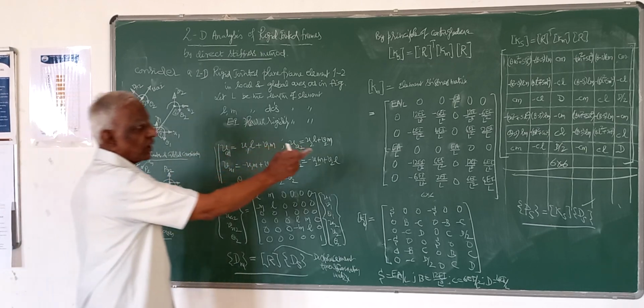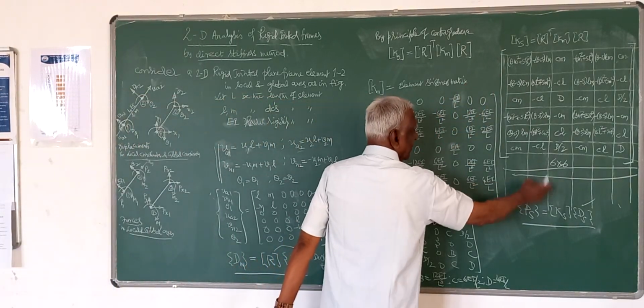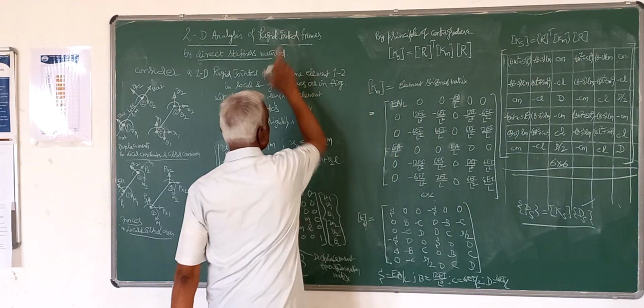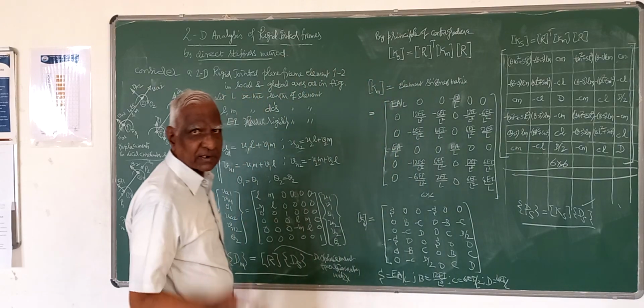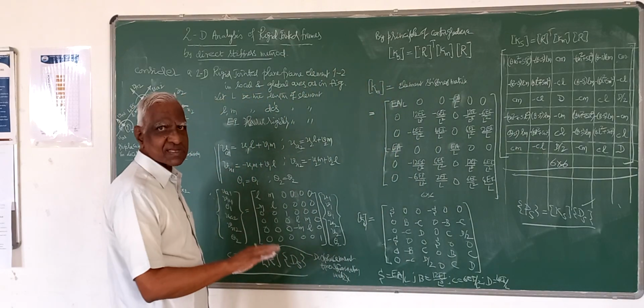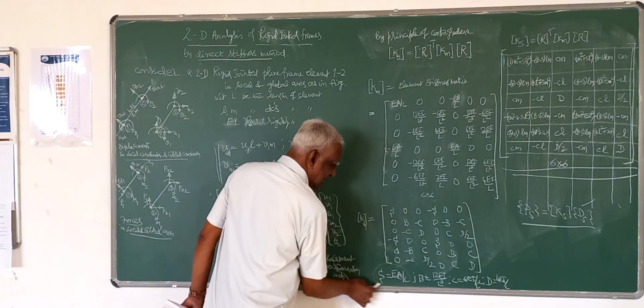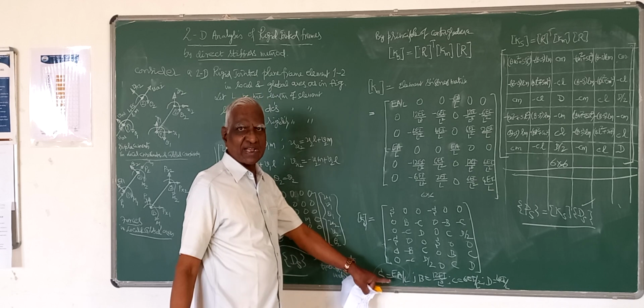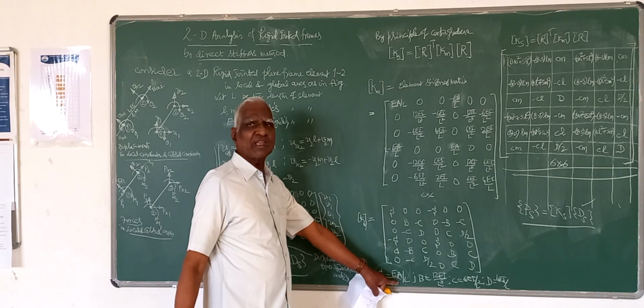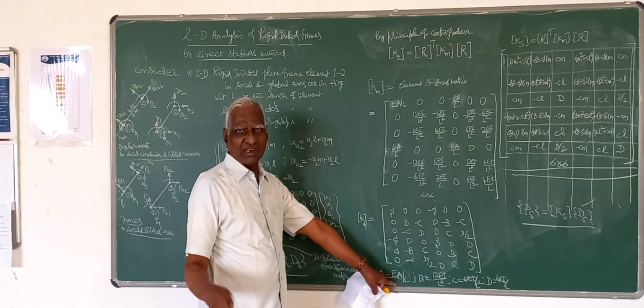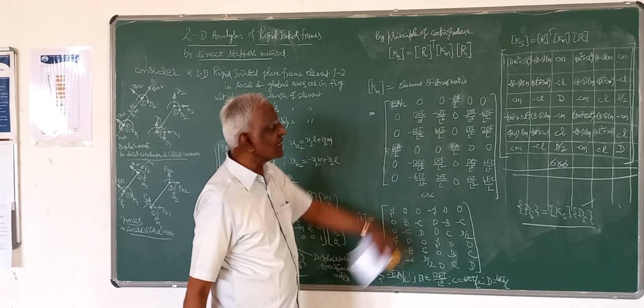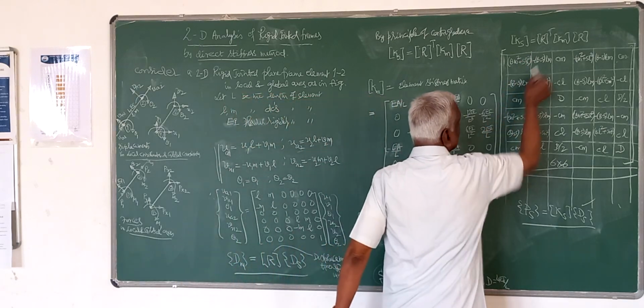The final formula, whatever I derived here, is for a typical 2D rigid jointed frame, that is both for beams and frames. If it is axially rigid, automatically this S will be 0. And since it is axially rigid, they will not give the area of cross section. It will not be used straight away. S will be 0 in all these.